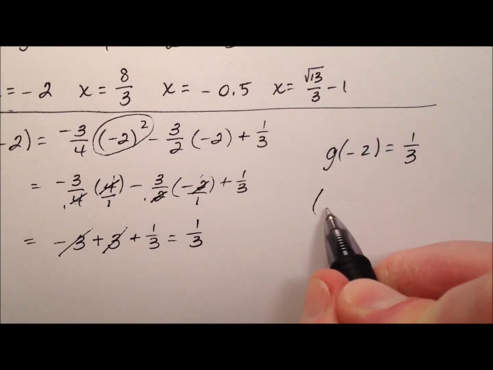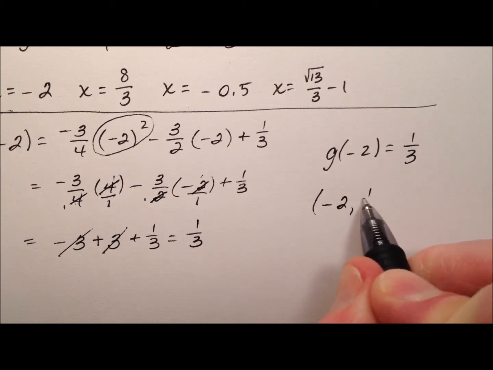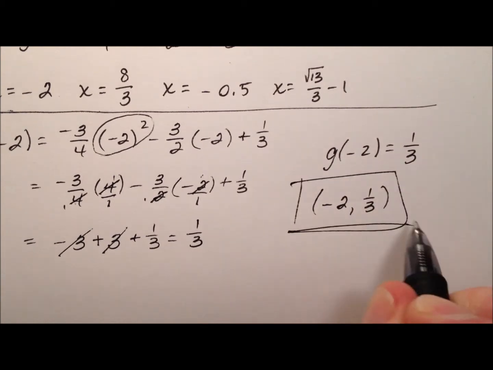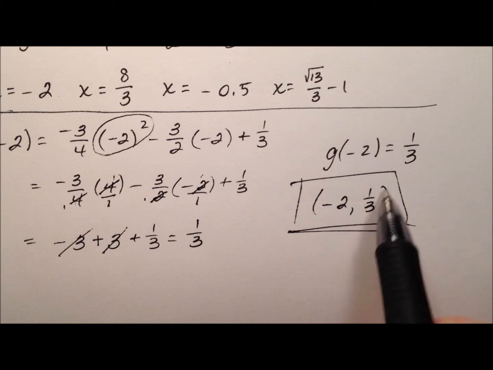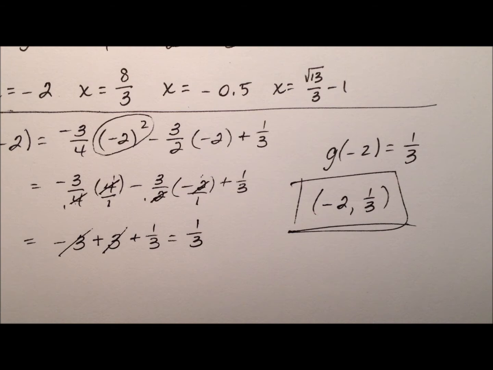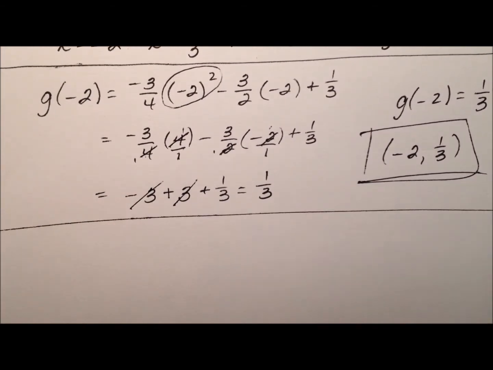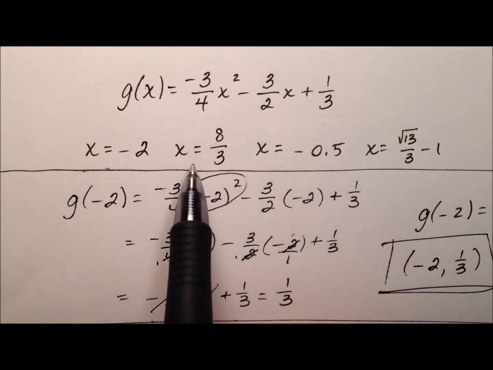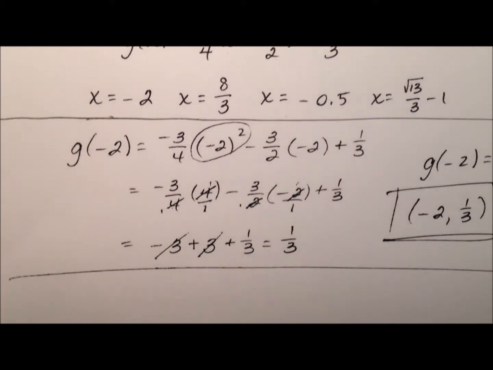Of course, I can make an ordered pair out of that, and that ordered pair will be the input value, which is my x, and my output value, which is my y, and so -2, 1/3. All right, so let's go ahead and do the next one. So we're going to do x equals 8/3 in this case.